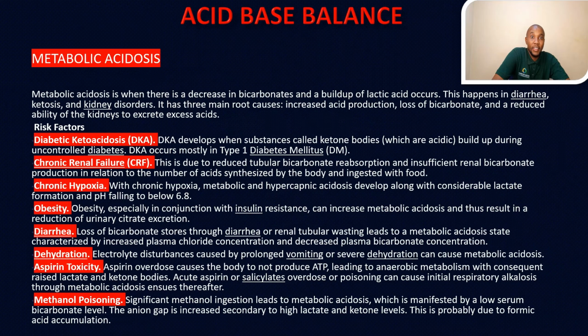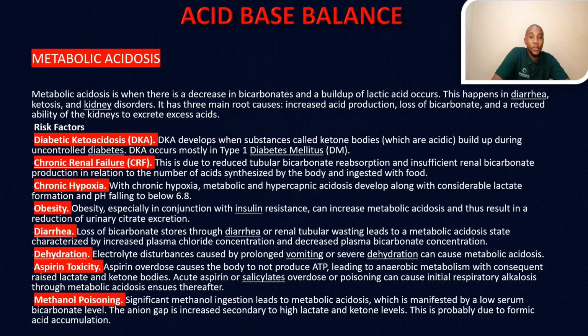What are some of the risk factors which can predispose a patient to have metabolic acidosis? The most common is diabetic ketoacidosis, or what we call DKA. DKA develops when there are ketones building up in the body. Ketones are acidic, and they build up during uncontrolled diabetes. DKA mostly occurs in diabetes mellitus type 1.